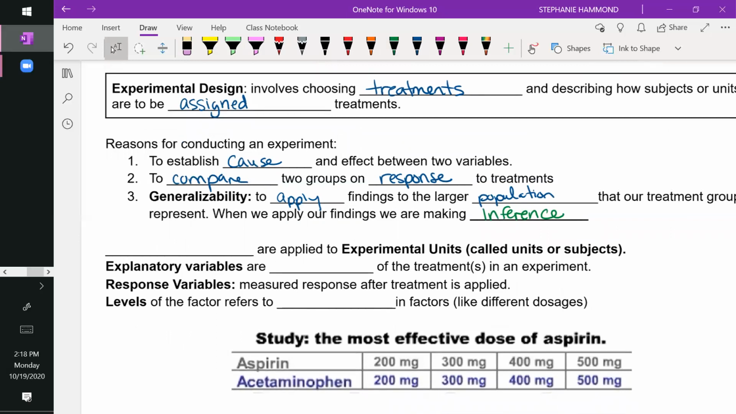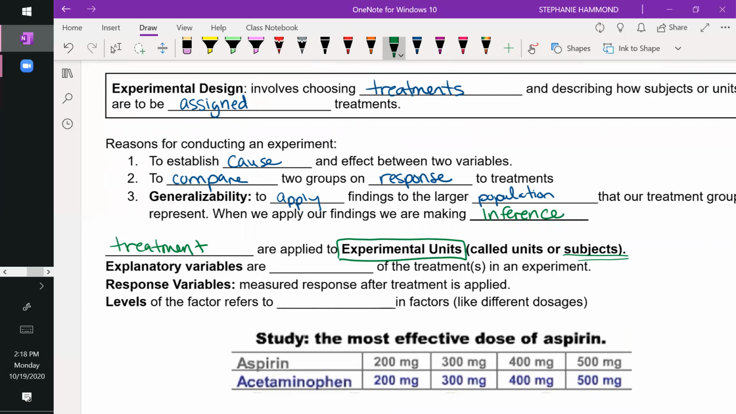The treatments in an experimental study are applied to experimental units. So whatever we're applying treatment to, that is what our experimental unit is. So if I'm giving medication to people, my experimental unit would be people. And we actually usually call people subjects in an experiment.